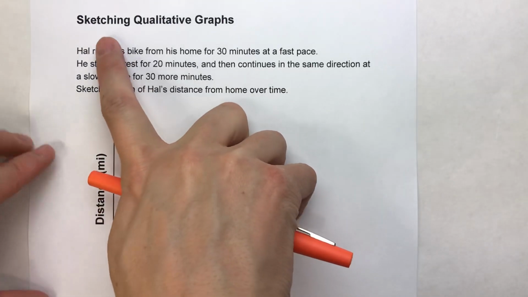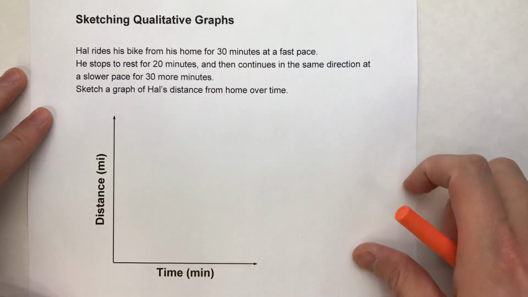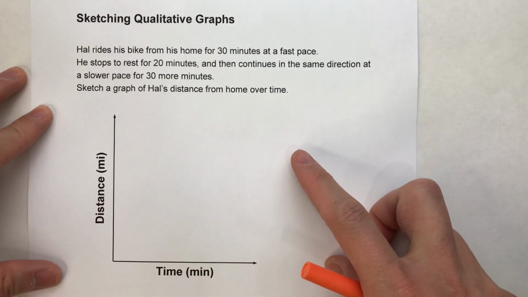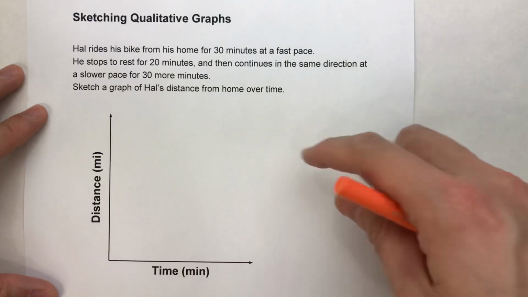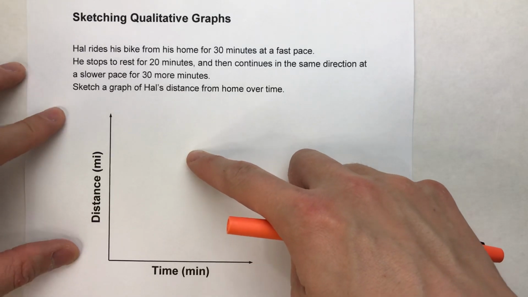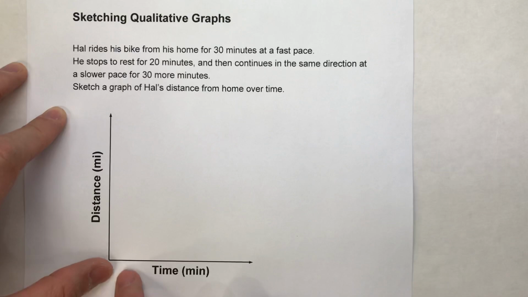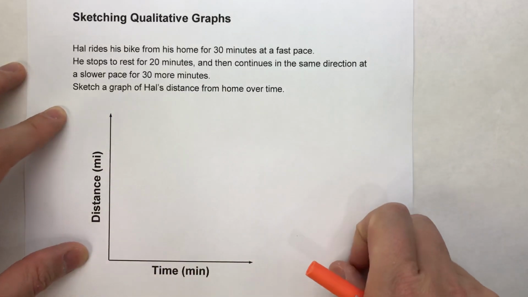So today we are sketching qualitative graphs. A qualitative graph is a graph that doesn't necessarily have any numbers on it. We rely more on the shape of the graph in order to tell the story. And that's what we have here. Notice my graph doesn't have any numbers on the axes, but it does have time labeled on the bottom and distance labeled on the y-axis.